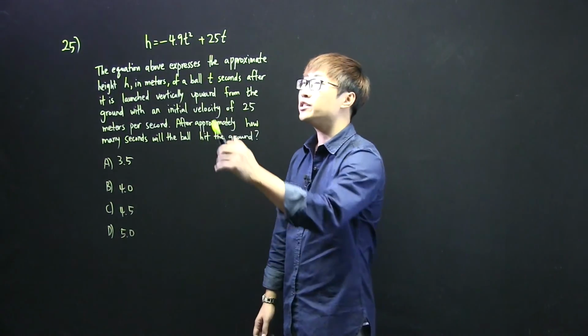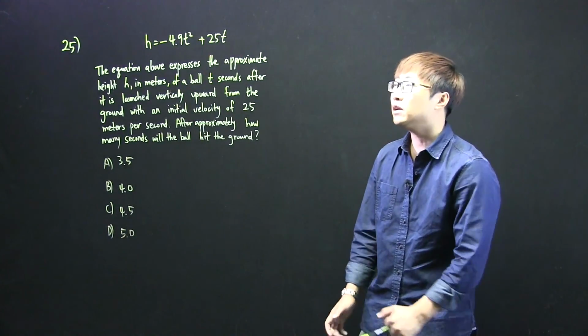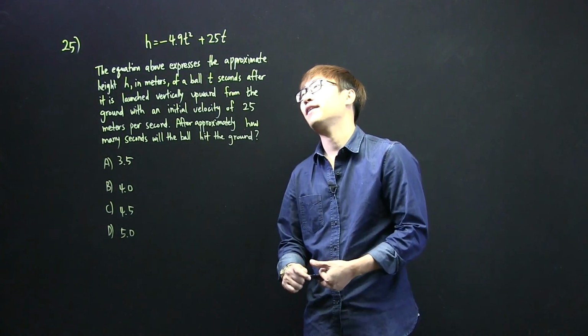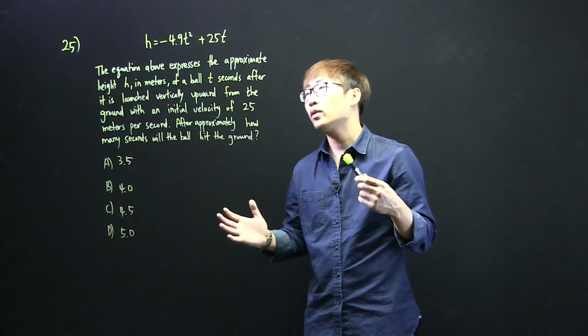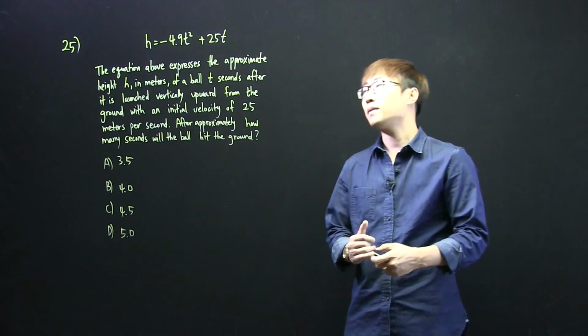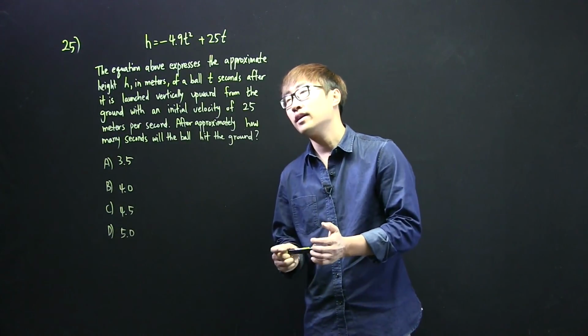25. The equation above expresses the approximate height h in meters of a ball t seconds after it is launched vertically upward from the ground with an initial velocity of 25 meters per second. Approximately how many seconds will the ball hit?